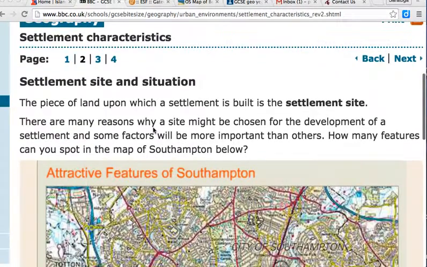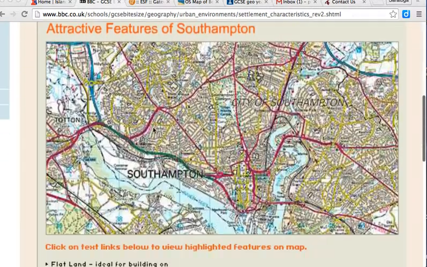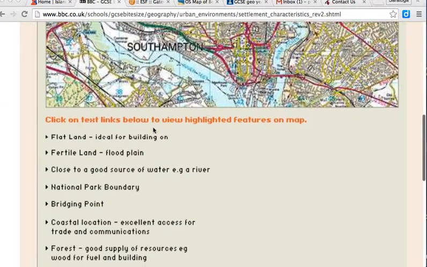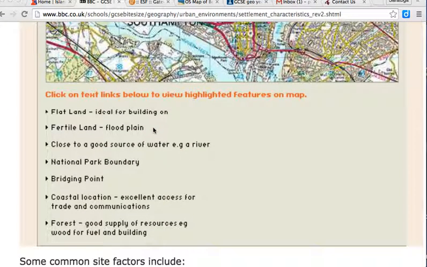Now the settlement site is the exact point where the site is located. So if we have a look here, some things that you'll be thinking about when deciding where to put your settlement in the first place will be things like flat land, fertile land, a good source of water, may also be a bridging point. You might also want to put it on the coast so you get access to trade and communications. A forest, a good supply of resources, for example, wood.